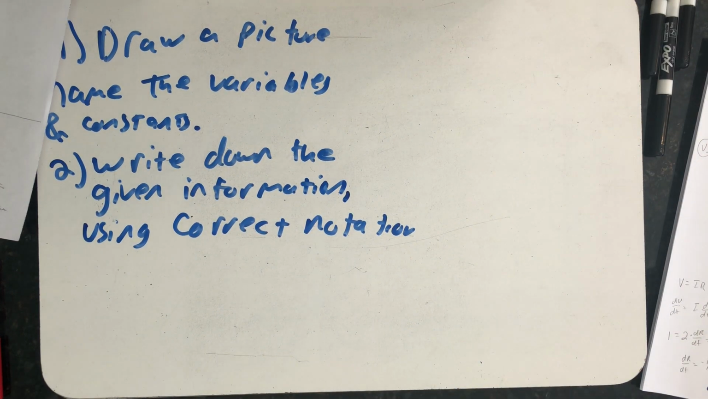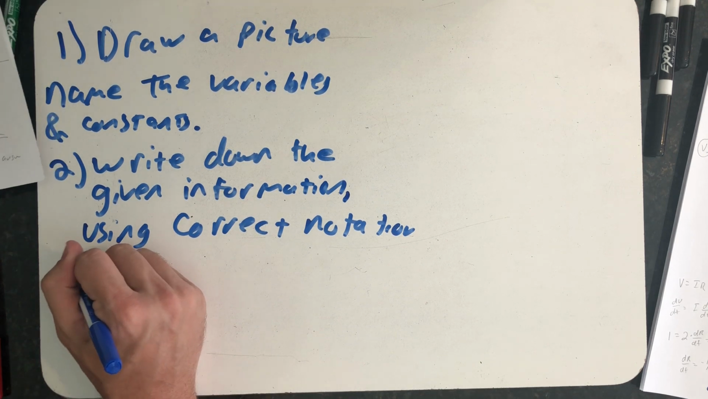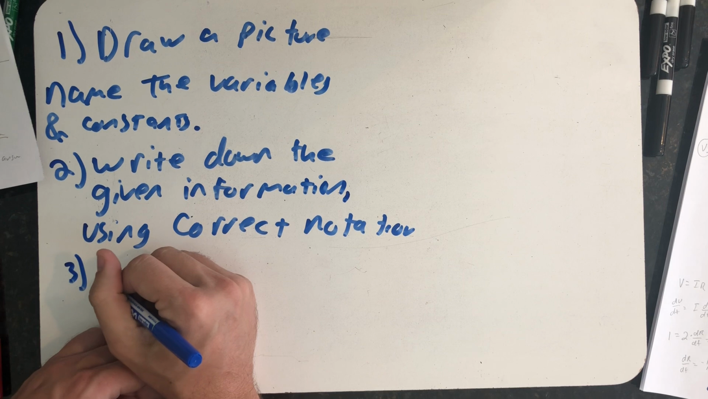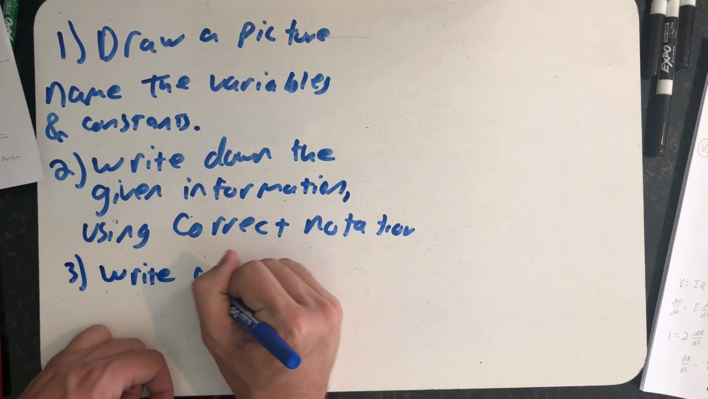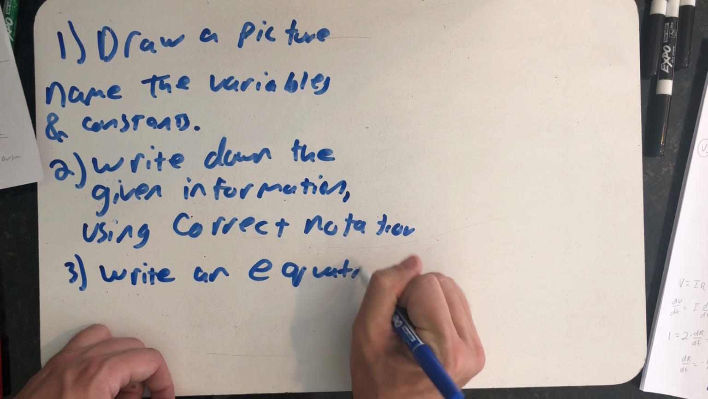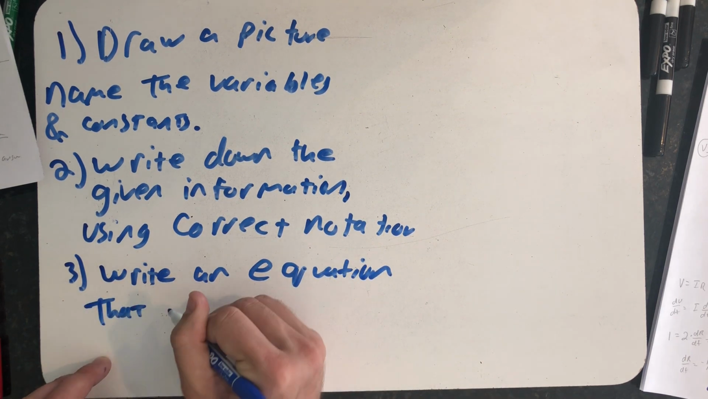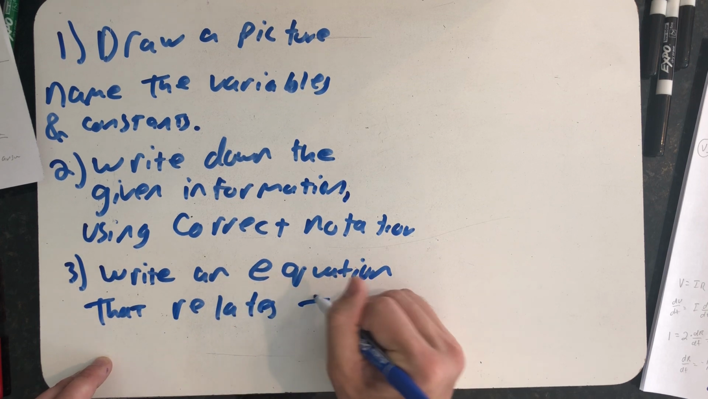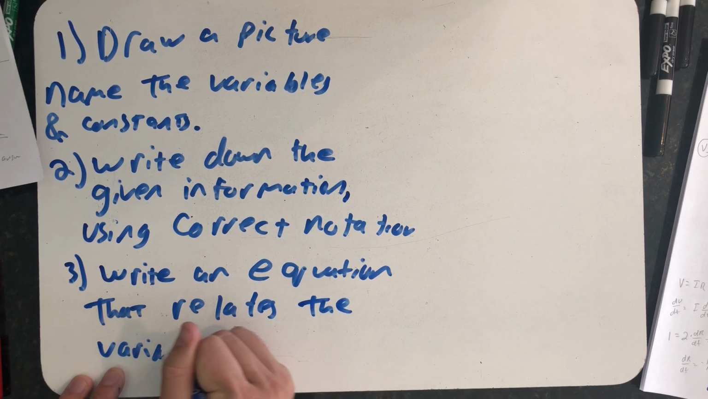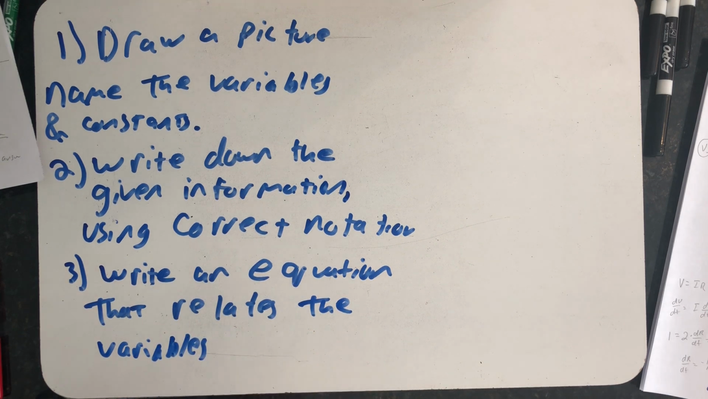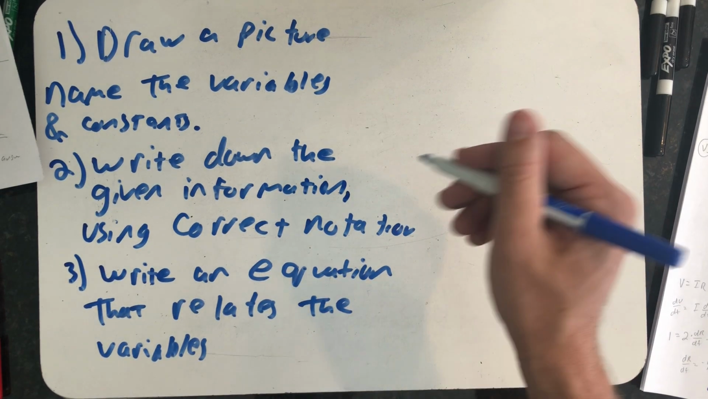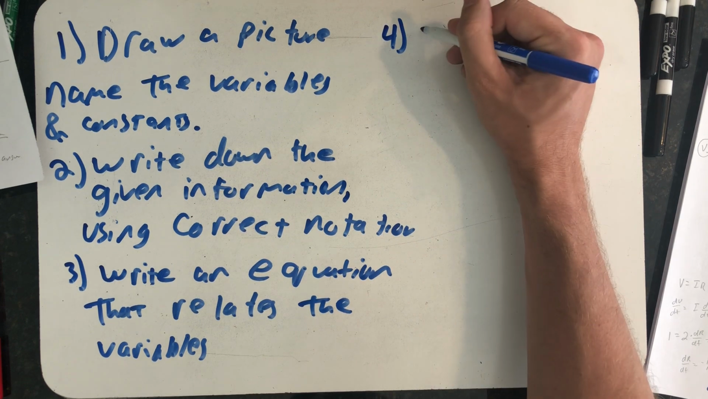After I have that, I have to find an equation that relates the variables. In the example we just did together, that's where I wrote volume is equal to 4/3 pi r cubed. Some problems might not be that easy. We might have to create a formula. We might have to combine one or more formulas to get what we need, but we will have to have a formula. After we have that formula, we differentiate implicitly.